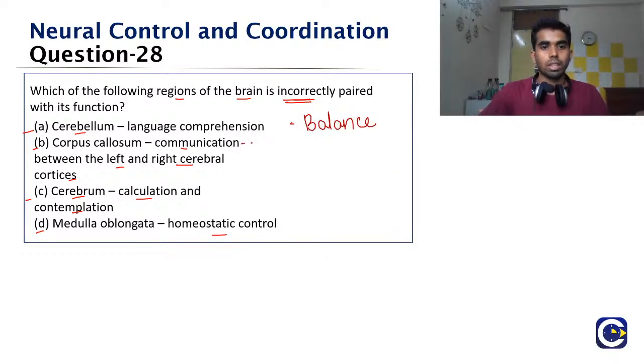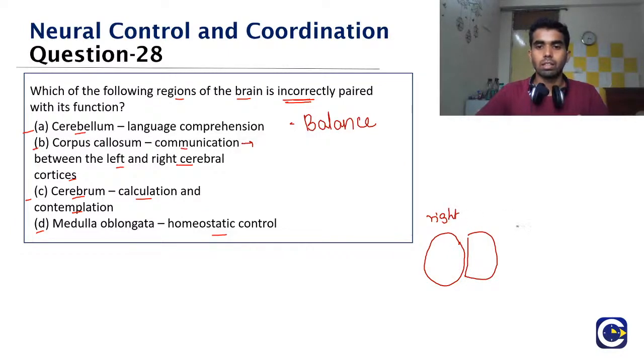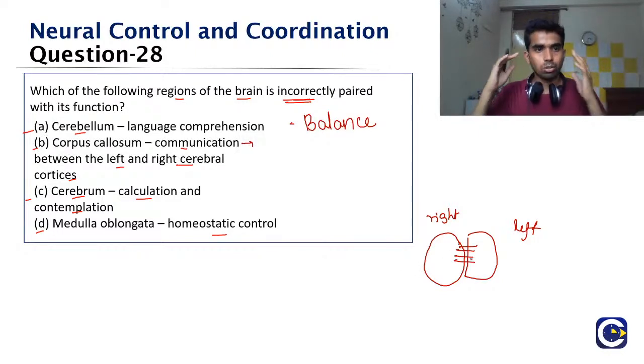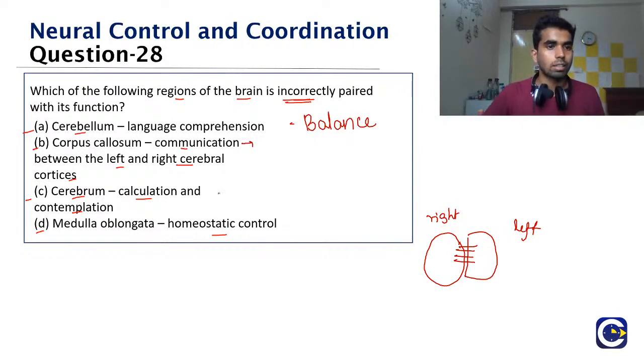Now the corpus callosum. In humans, this is the cerebral hemisphere. We have two hemispheres, one is the right hemisphere and the other is the left hemisphere. Both are independent of each other, isn't it? And they need to be connected to each other because the brain has to be connected, isn't it? And this connection is known as the corpus callosum.